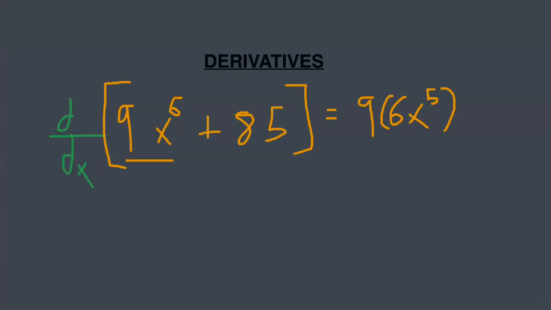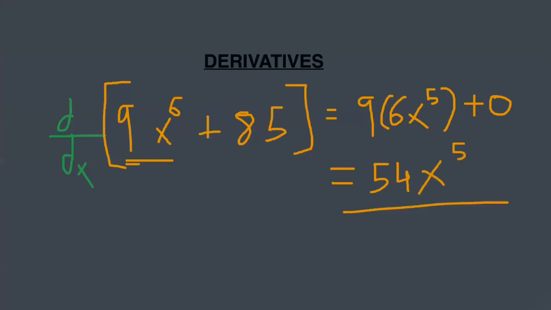Now let's go on to the constant part. So what do we say the derivative of any constant was? 0. So simply, we just put plus 0. And now we can simplify that. 9 times 6, which is 54, x to the 5. Now the final answer: the derivative of this whole thing is essentially 54x to the 5.